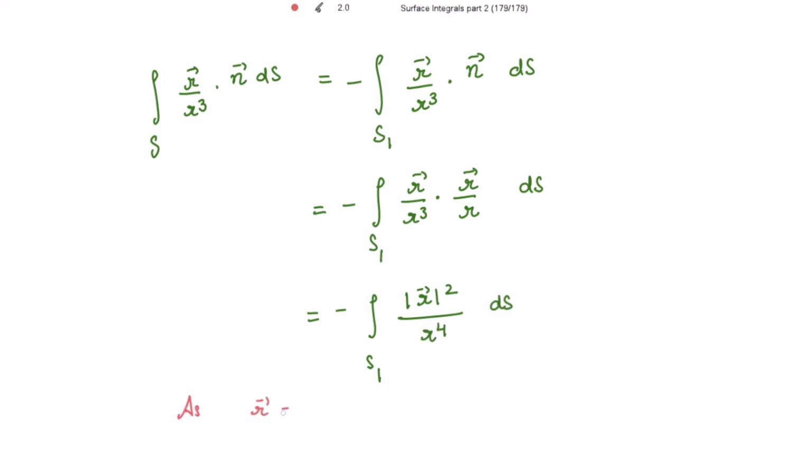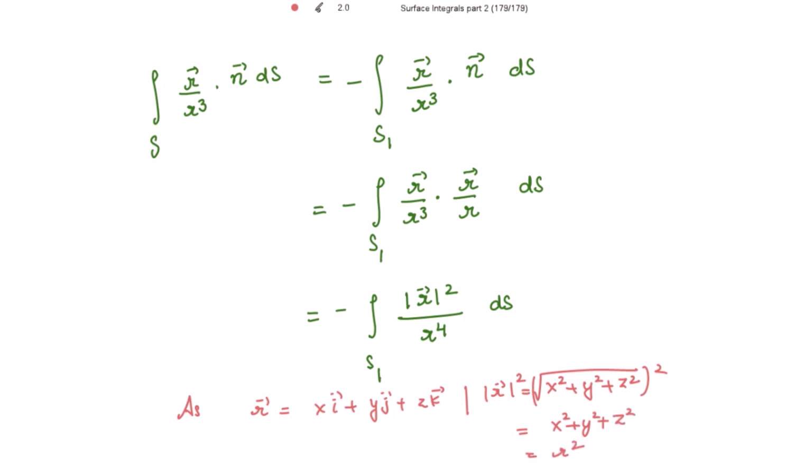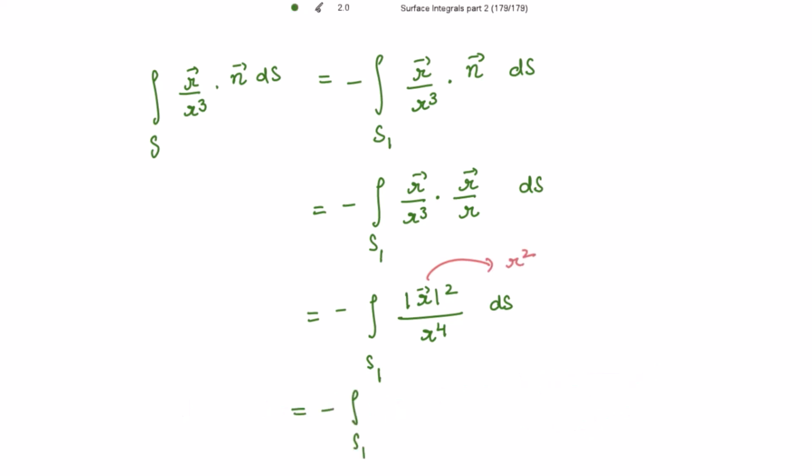Now as r vector is equal to x i vector plus y j vector plus z k vector, then mod of r vector becomes x square plus y square plus z square under the root. And if we take the square on both sides, we get this to be equal to x square plus y square plus z square, which in turn is r square. So writing r square for this, this is negative of the surface integral over S1. This is r square divided by r to the power 4 ds, that is 1 divided by r square.